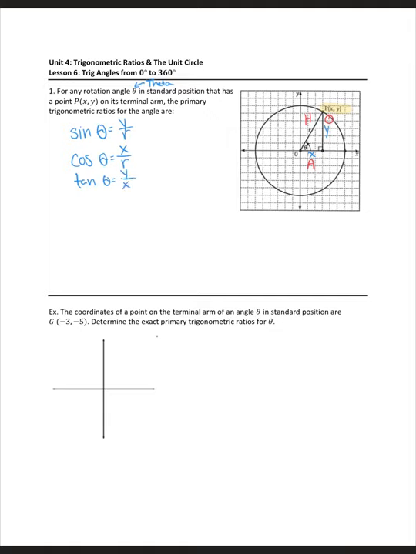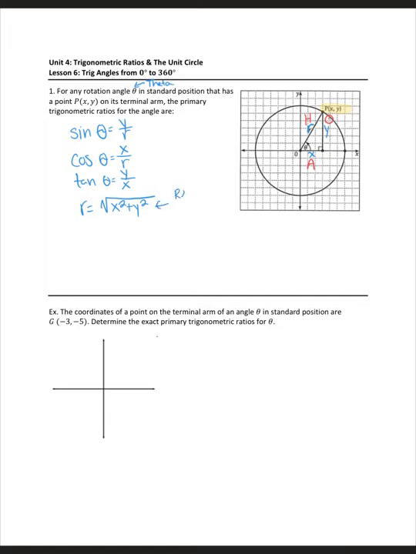Okay, and something to recall in terms of right triangles is that we can find any missing side using Pythagorean theorem. So if we were trying to figure out what is r, we could rearrange Pythagorean theorem for r, and that would end up looking like that. So r is equal to the square root of x squared plus y squared.